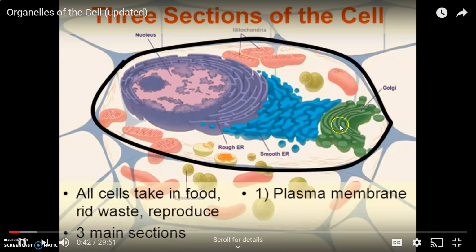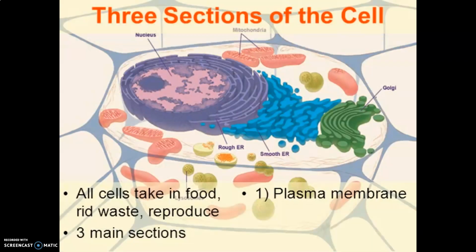You can see highlighted by the flashing black line, the plasma membrane. We'll talk more about this in a little bit. Okay. Pulsing in the picture, you can see the second main section, the nucleus.